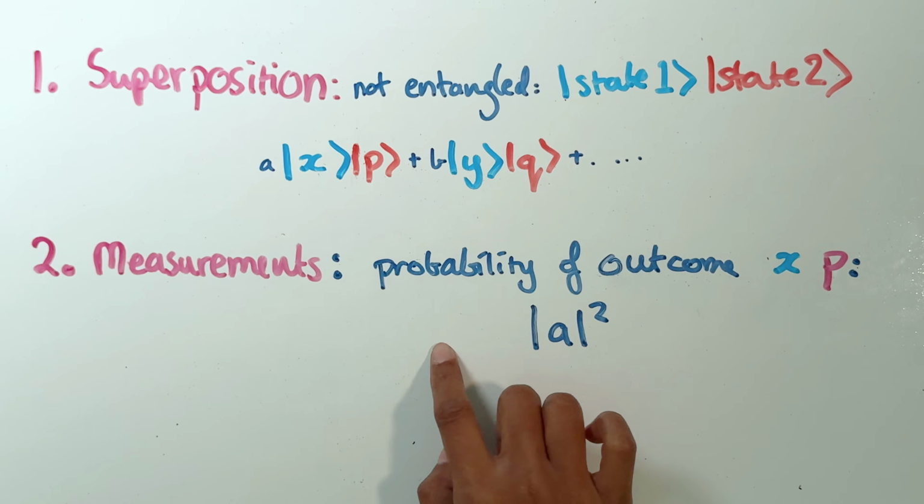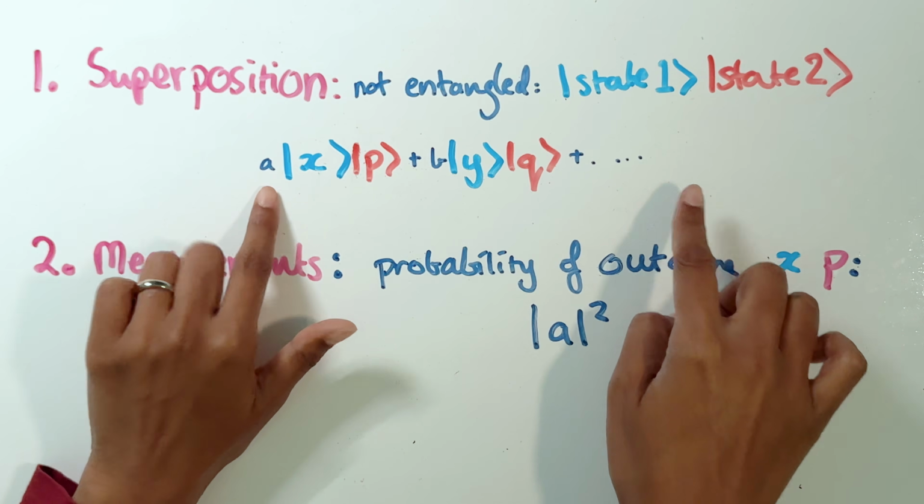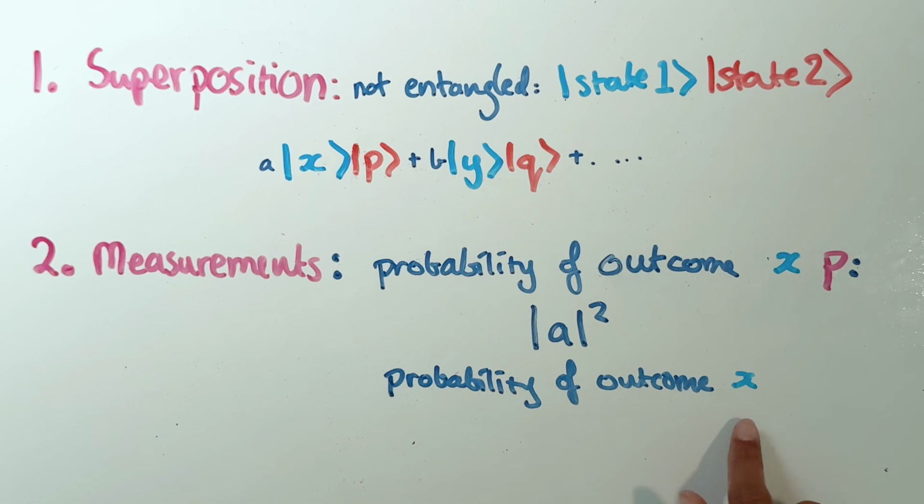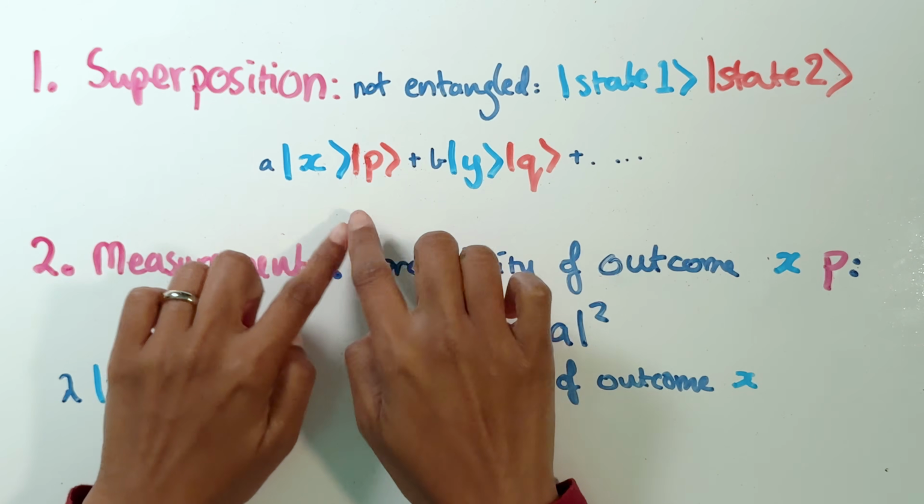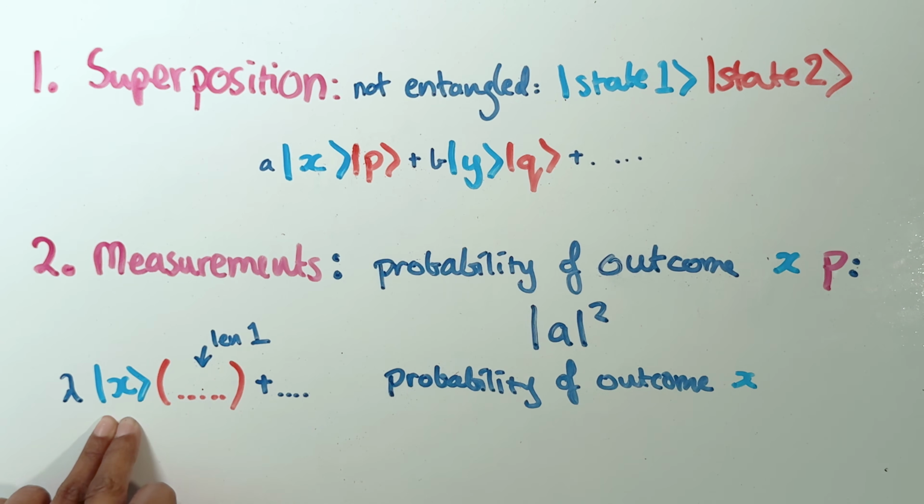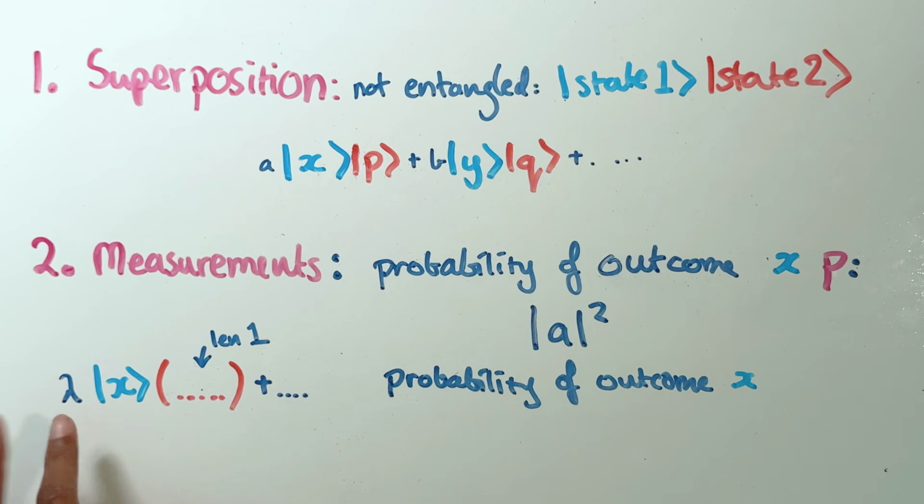Next, we have the measurement probability rule, which says that the probability of outcome xp in this example would be just looking at this coefficient and taking the mod squared. However, if we're just interested in the probability of outcome x, then what we have to do is we have to first make sure we factorize this state so that we pull all of the x terms to the front, and then the bit for the second particle we must make sure to normalize to be length 1, and now the resulting coefficient, we take the mod squared of this.